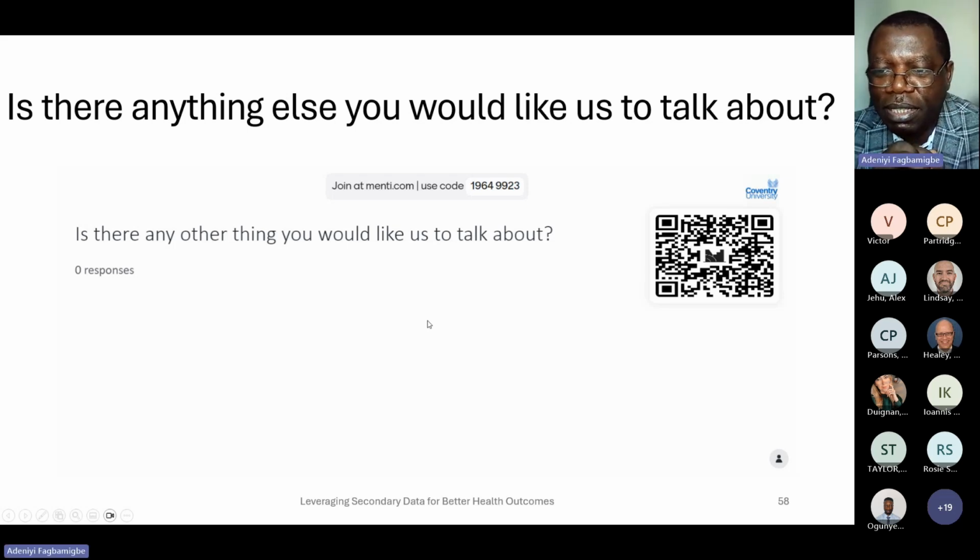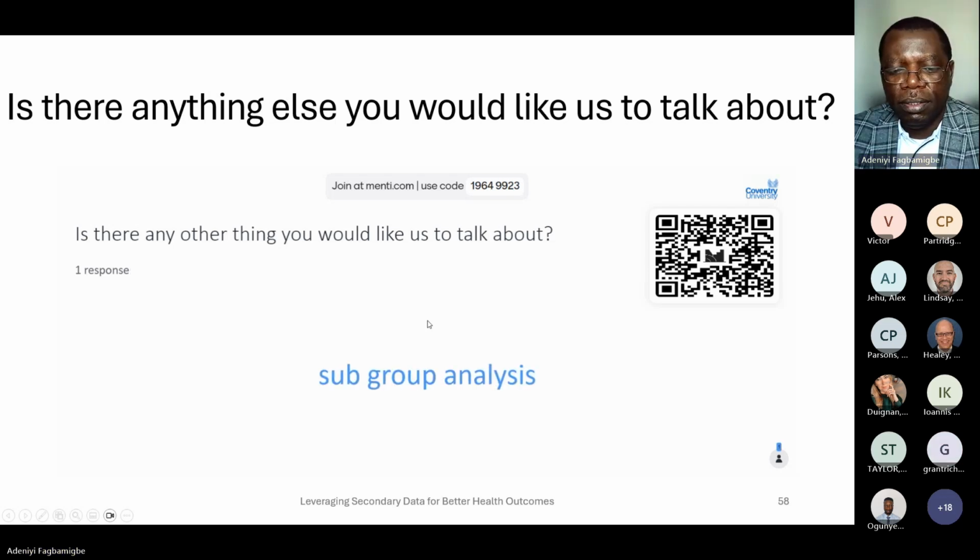The code still remains the same. If you've not closed your browser, you can just go back and it will show this one. And if you have specific questions, we'll be able to answer that after this.